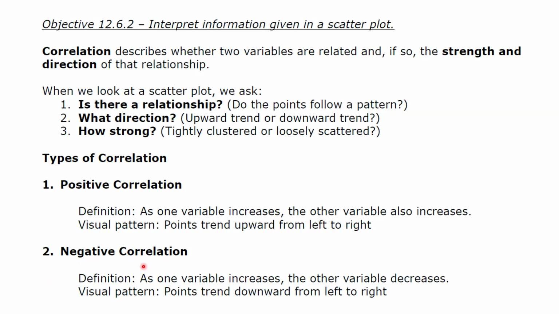The next type is negative correlation. Now, a negative correlation is the opposite. So as one variable increases, the other variable decreases. Visually, the points trend downward from left to right.